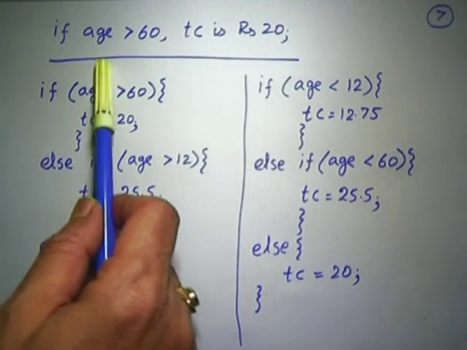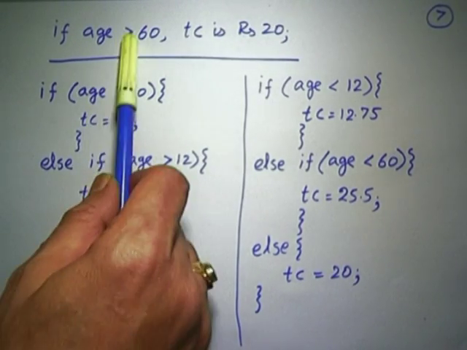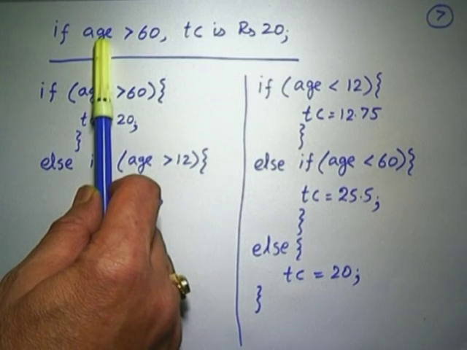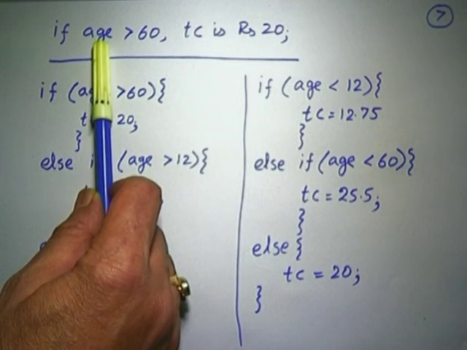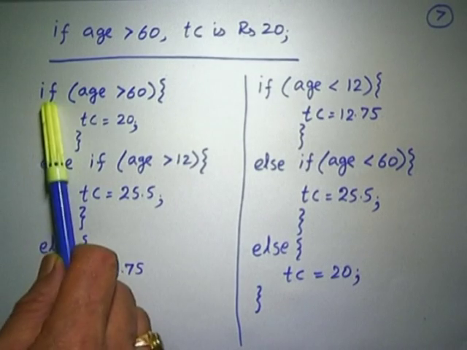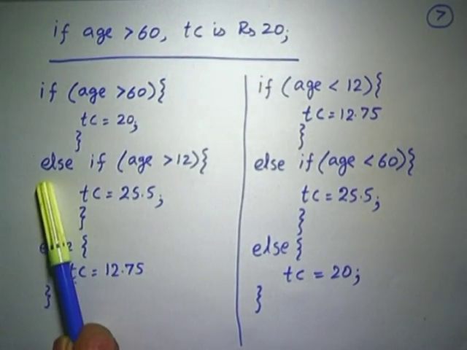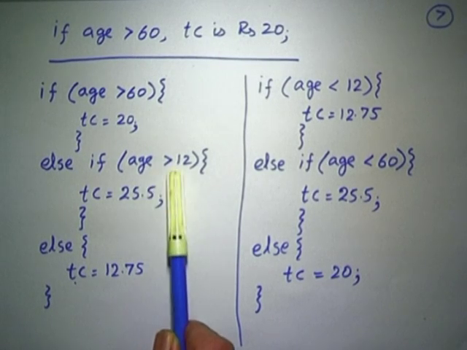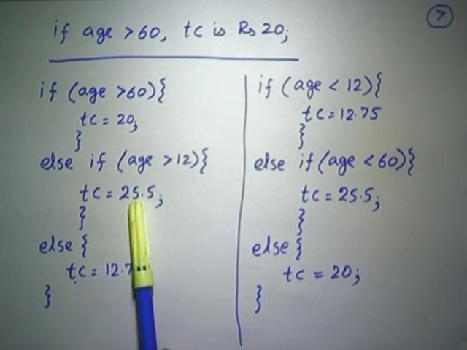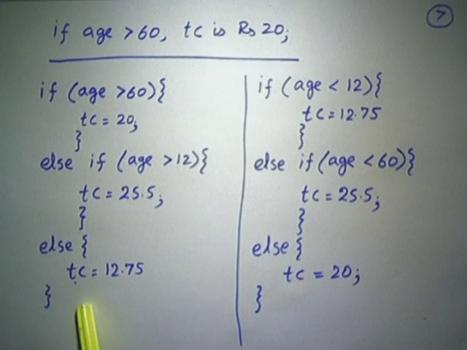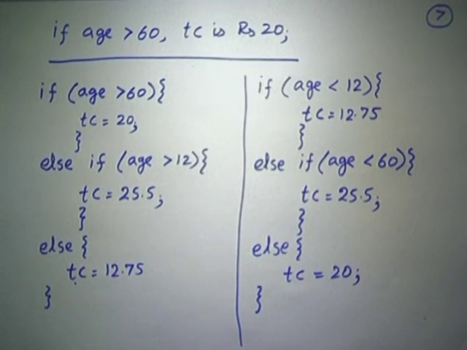Let us say I execute this program for somebody whose age is 22 years. What will happen? Is age greater than 60? No. So this will not be executed. I come here. Is age greater than 12? Yes. So TC will be set to this. Else will not be executed. So I'll come out with the correct result.